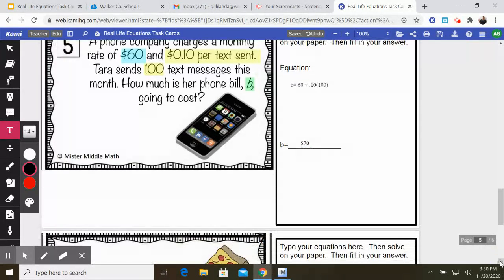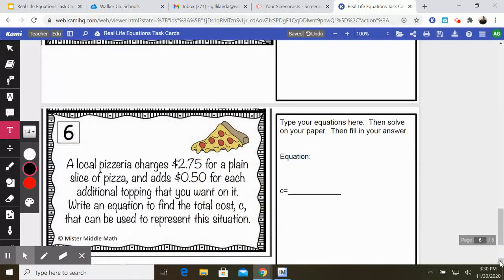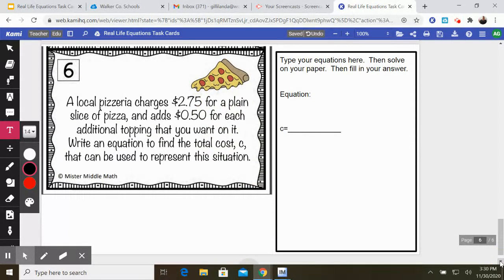Okay, we got one more. A local pizzeria charges $2.75 for a plain slice of pizza and adds 50 cents for each additional topping that you want on it. Write an equation to find the total cost C that can be used to represent this situation.